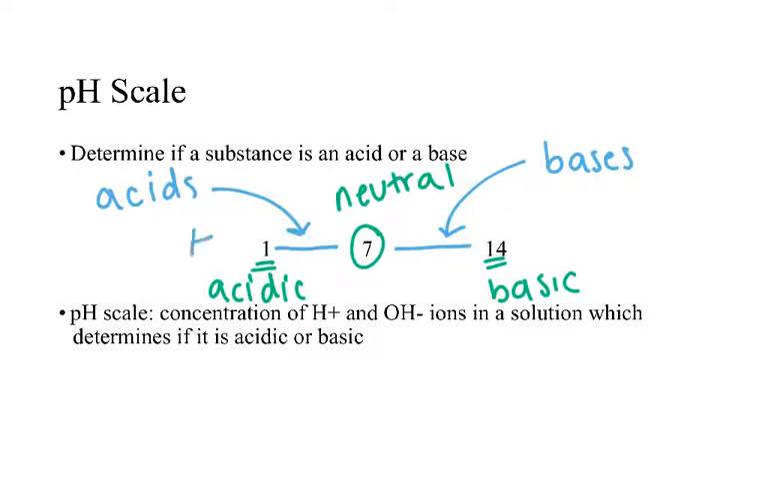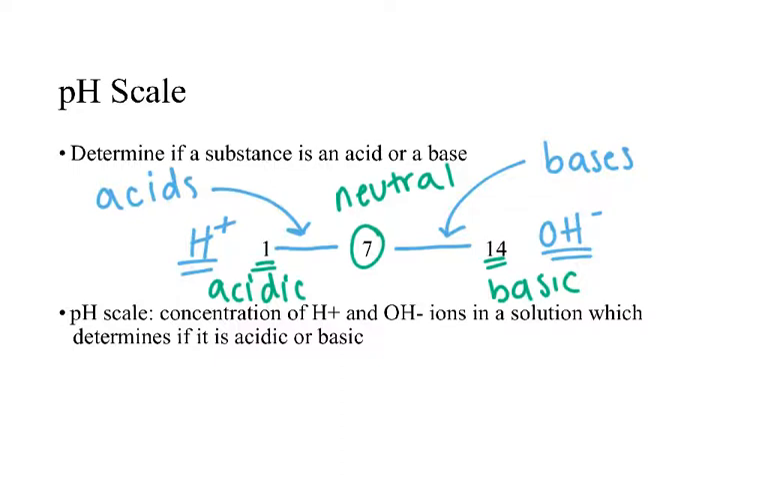Acids are based on your hydronium, right? So hydrogen ions, and bases are based on your hydroxide ion, so that OH minus. So the more H's we have, so the more hydrogen or the increased concentration we have, we're going to be more acidic. The more OH concentration we have, the more basic something is going to be.